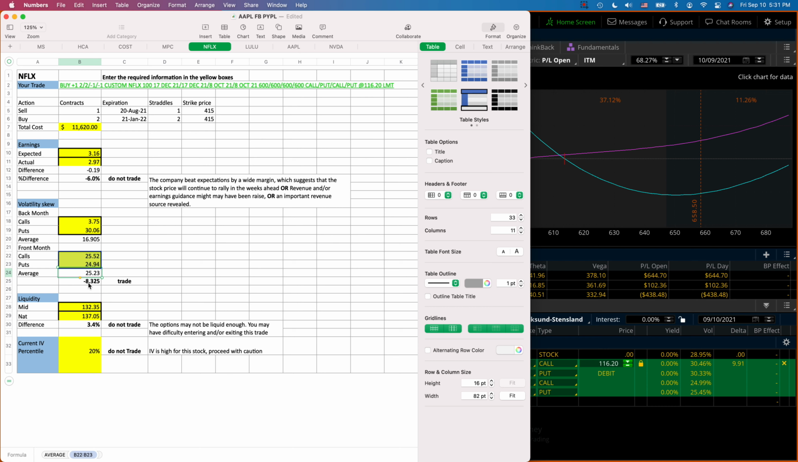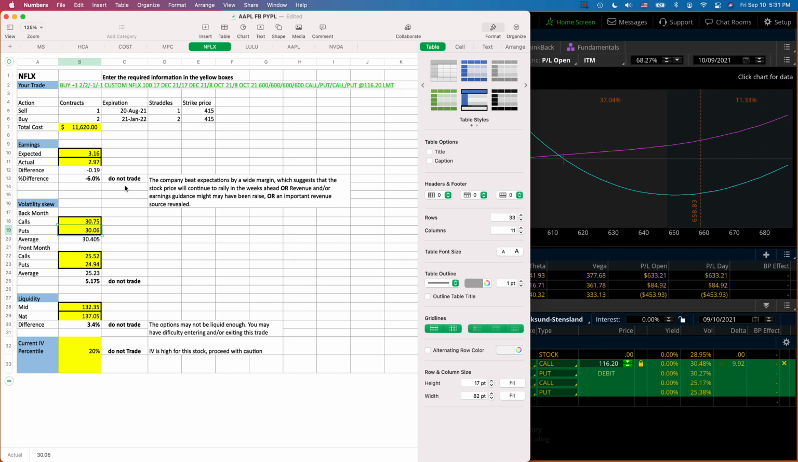I'm looking for a maximum difference of. Wait a minute, I misentered that. 30.5. Still too much. 5 percentage points over 3, that should be the maximum. So it says do not trade.